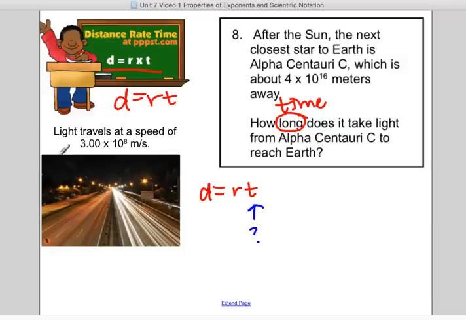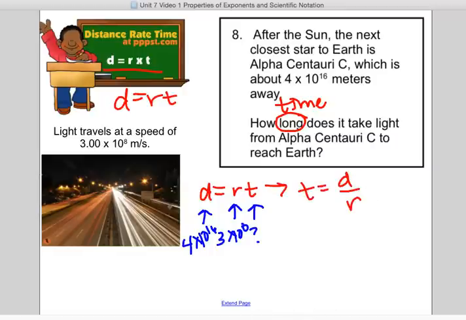Well, they're talking about light, so it travels at 3 times 10 to the 8th meters per second. And do I know my distance? Yes, 4 times 10 to the 16th meters away. So I know everything but time. So I'm just going to take this equation and solve it for time. Time is equal to the distance divided by the rate. So my distance is 4 times 10 to the 16th over my rate, 3 times 10 to the 8th.